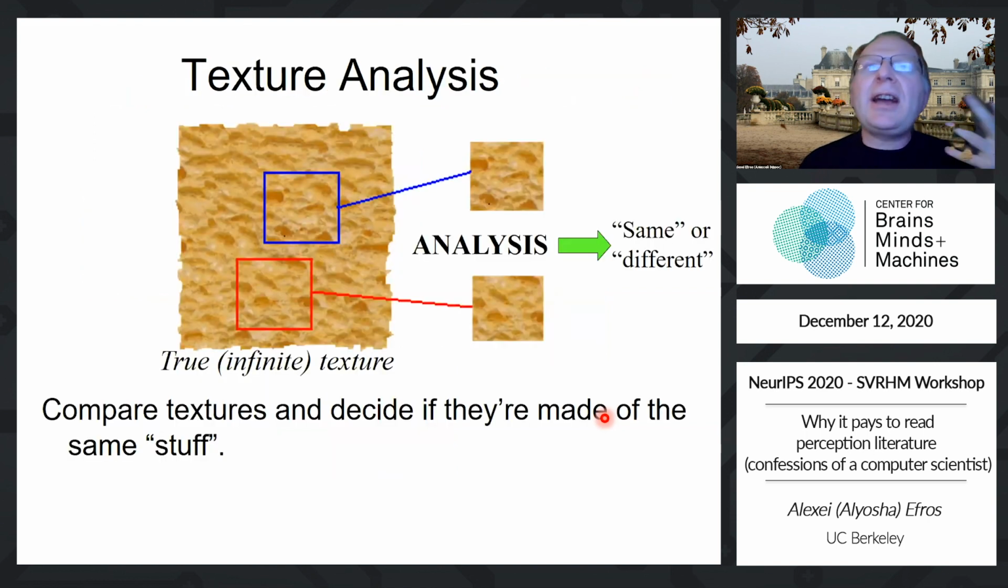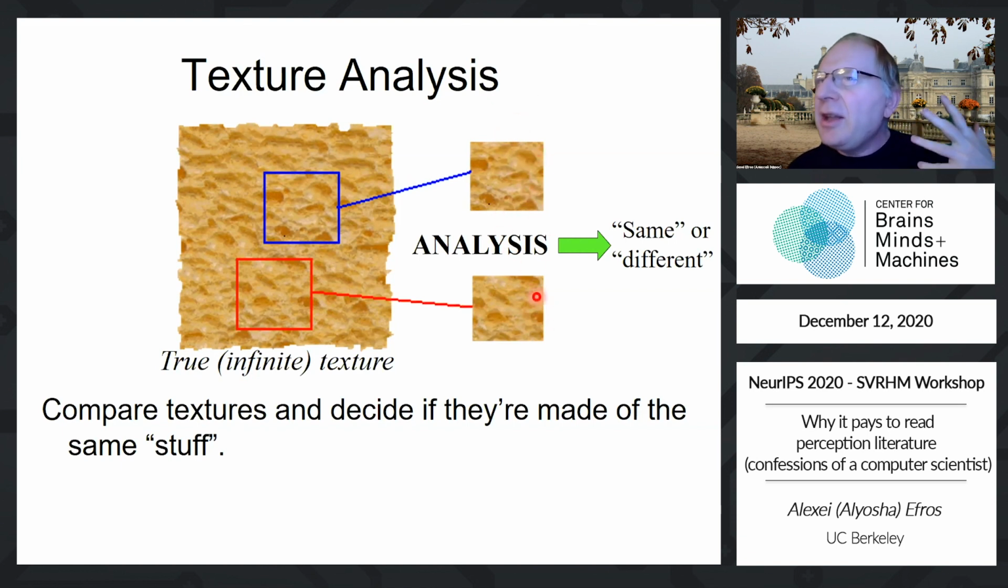And texture analysis is basically all about this: you have some true infinite texture out there in the sky, and all you have is a couple of samples, and the question you want to ask is, are they drawn from the same texture or different textures?